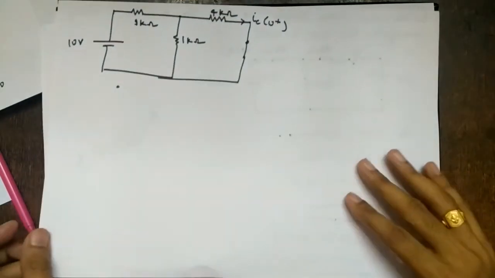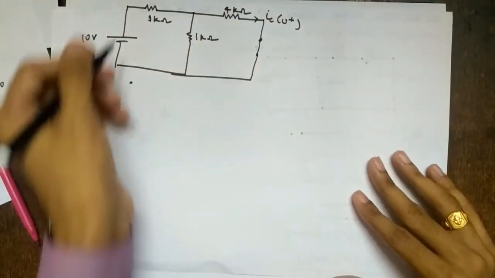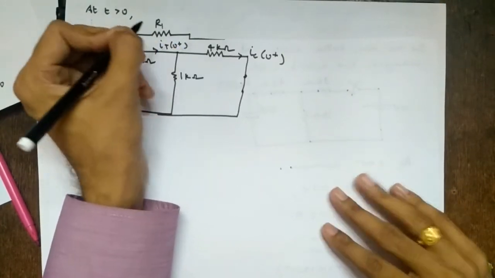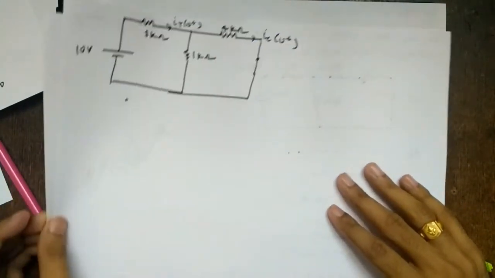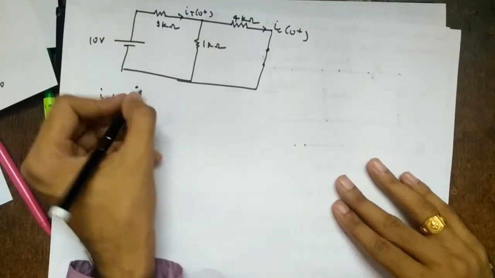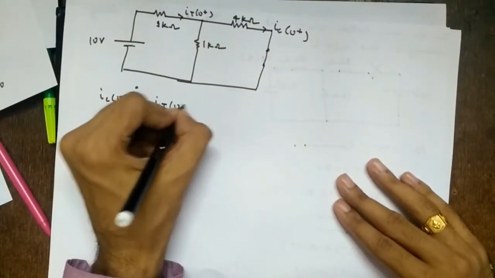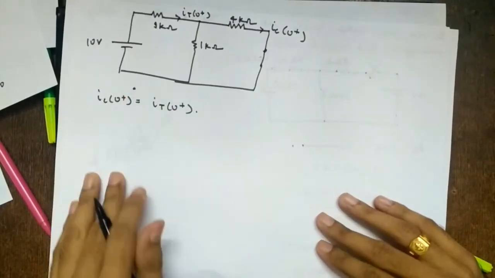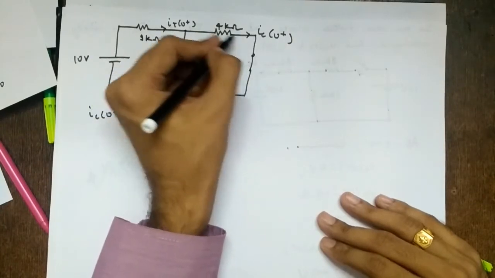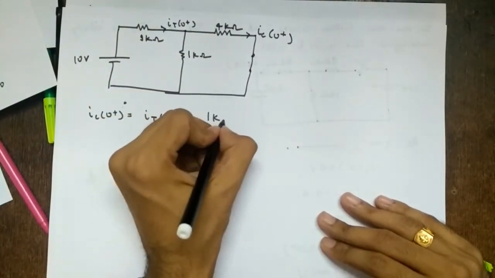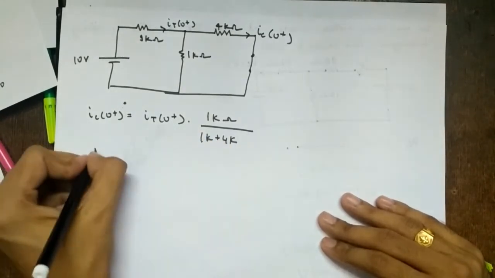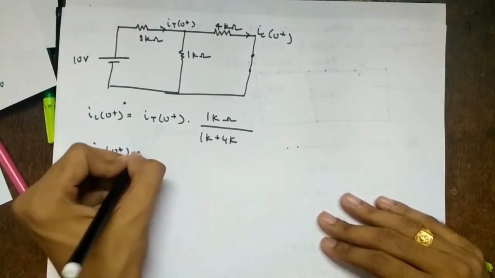So you have two equations, right? So let's say this total current is IT of 0 plus, right? So what will be Ic of 0 plus? I can use current division rule. So it is total current IT of 0 plus into the parallel resistor. So parallel resistor for this branch is 1K. So 1K upon total loop resistance, so 1K plus 4K. So what is IT of 0 plus we have to find?